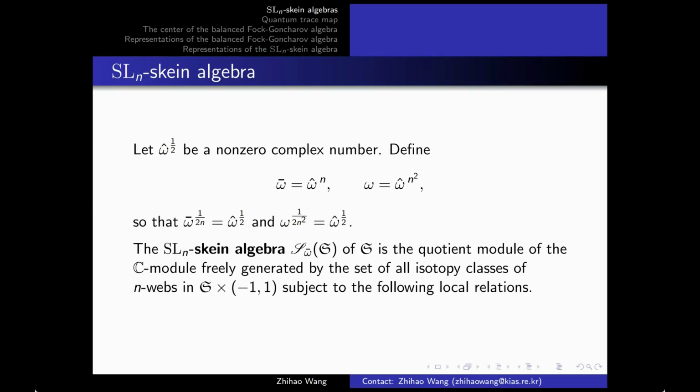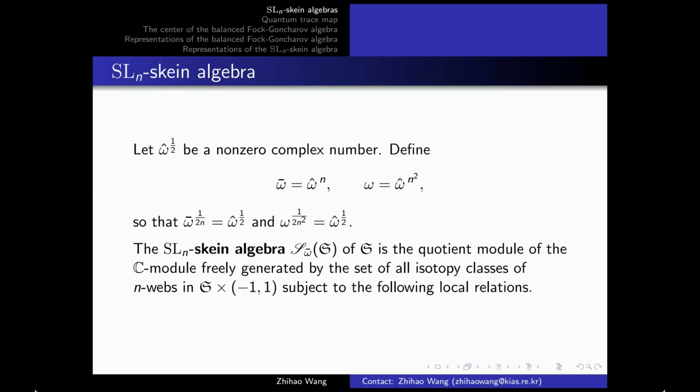The SLN skein algebra of a punctured surface S is the quotient of the C vector space, freely generated by the set of all isotopy classes of n-webs in the thickening of the surface, subject to some relations. Let me briefly explain the isotopy class.